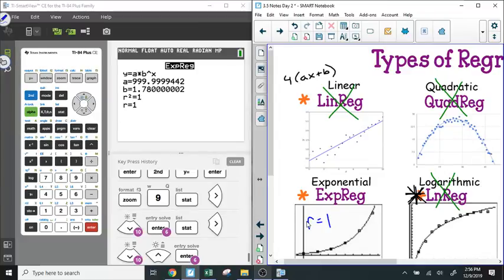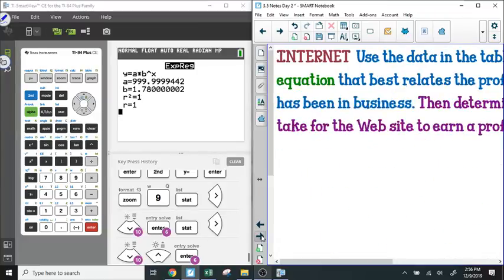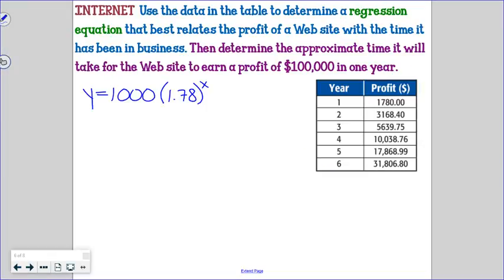Please be very careful, my wonderful algebra students, on rounding. Something like 999.99999 to the nearest two decimals would actually be 1,000. It's going to round up to 1,000 because I want it to be two decimals, but as I round, the 9 rounds that up, which rounds everything up. So I would have picked exponential on this one. The 999.99 rounds to 1,000 times 1.78 raised to the x.